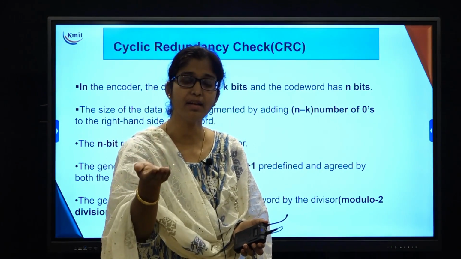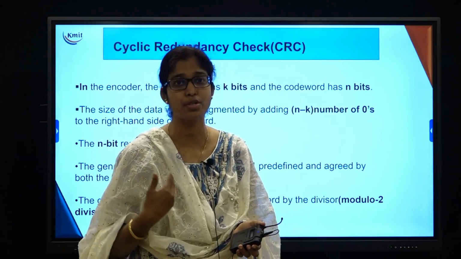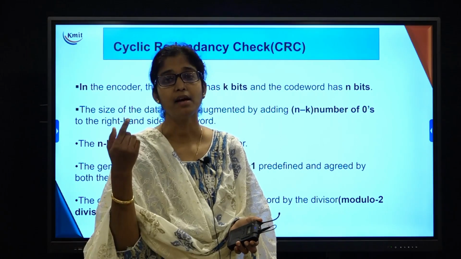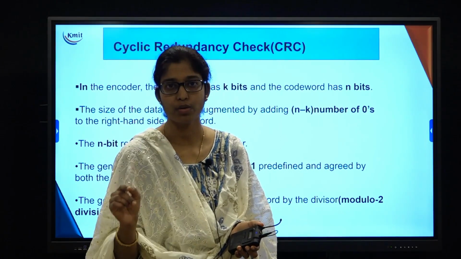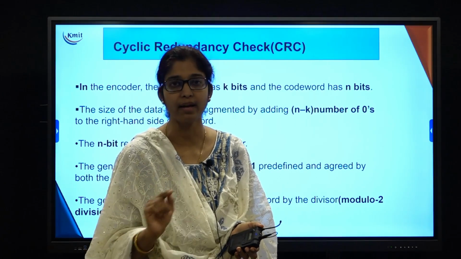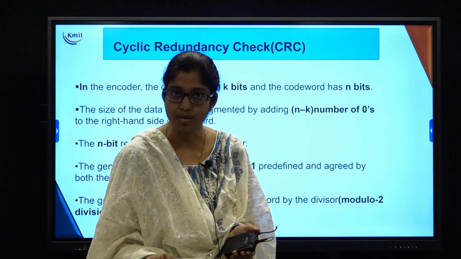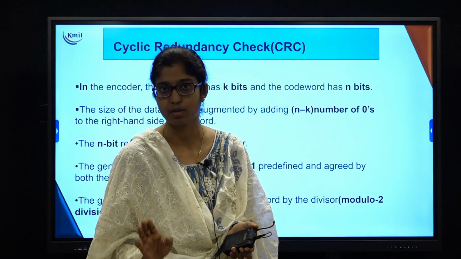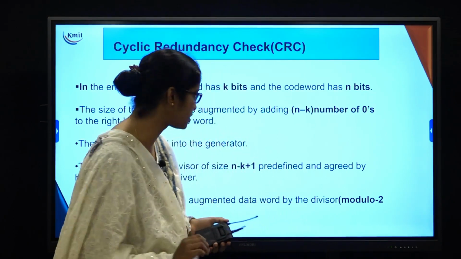The receiver again divides the code word that it has received by the same divisor used by the sender and looks for a remainder. If the remainder is all zeros, it means that there was no error in transmission of data. If at all we get a remainder which is non-zero, it means that there was an error. So this is the basic principle on which the CRC mechanism works.